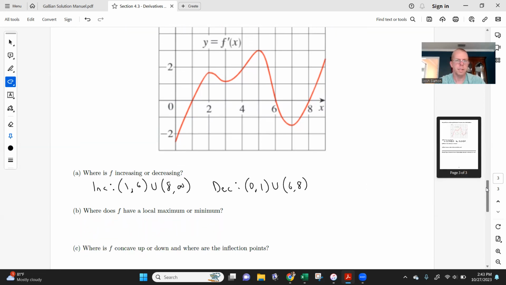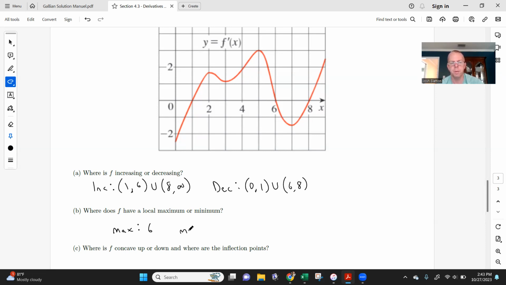All right, and then local max or min. So the maximum, the derivative goes from positive to negative, and the minimum goes from negative to positive. So we have a max where it goes from positive to negative. So that would be at 6. And then we have a minimum where it goes from negative to positive. So that'd be 1 and 8.